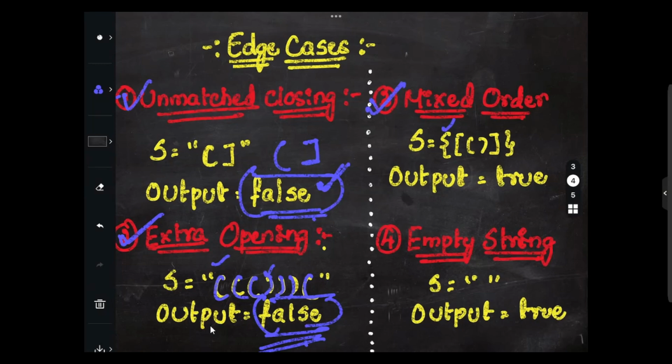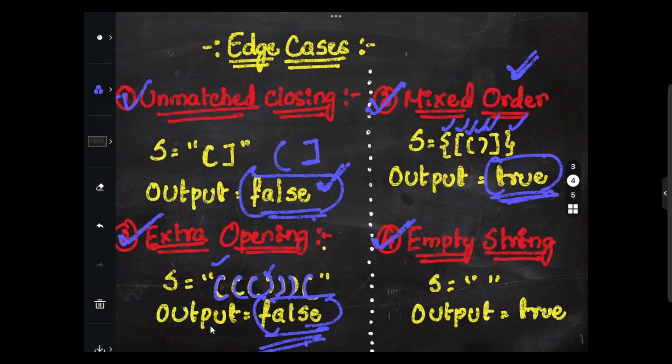Let's move on with the third edge case here, mixed order. We have an opening curly bracket and a closing curly bracket. We have an opening square bracket and a closing square bracket. We have an opening parenthesis and a closing parenthesis. In this case, we will return true. This is for the condition mixed order.